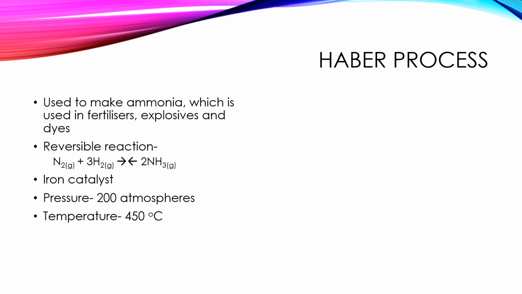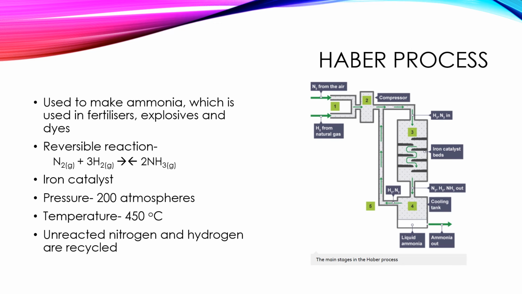Now, another important feature is that the unreacted nitrogen and hydrogen are both recycled. This saves money and increases the effective overall yield of the process. Now this diagram just shows a very simplistic view of how the process works.